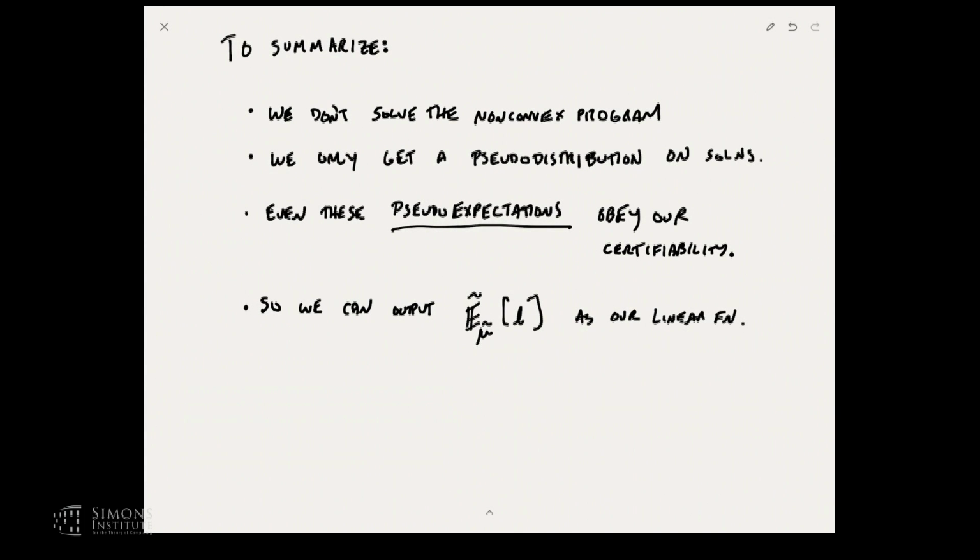Okay, so just to summarize, we don't solve the non-convex program. We only get a pseudo distribution on the solutions, but these pseudo expectations obey our inequalities. And so by applying convexity, we can argue, using that certifiability lemma, that this quantity is indeed the linear function that we're looking for.